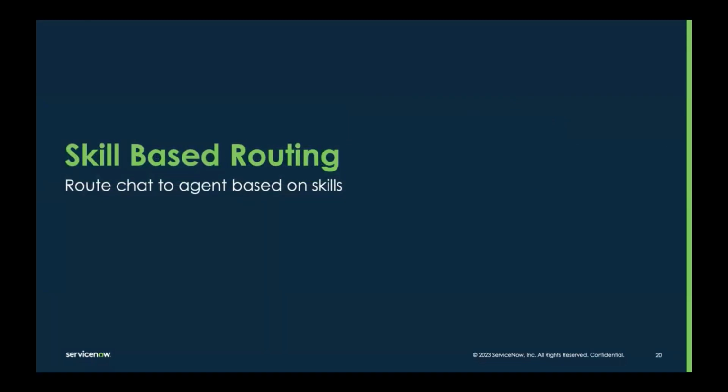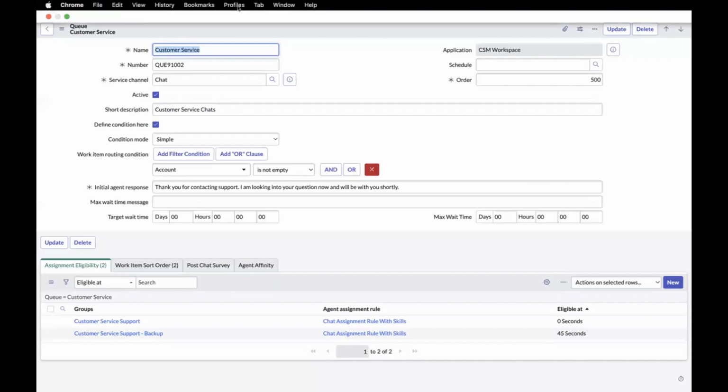Now, there could be scenarios where, depending upon the attributes of the work item itself, depending upon the customer profile, you may have specific skill requirements to serve this piece of work. Under those conditions, you will need the right agents with the right skills to take up that work, which is what skill-based routing addresses. So for this part of the demo, I will go to another customer.